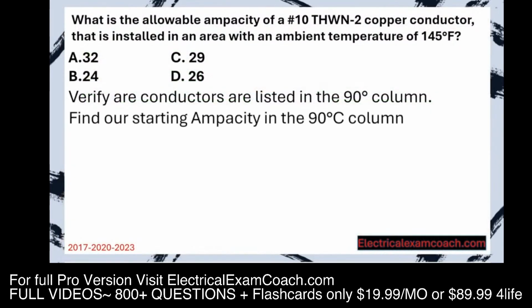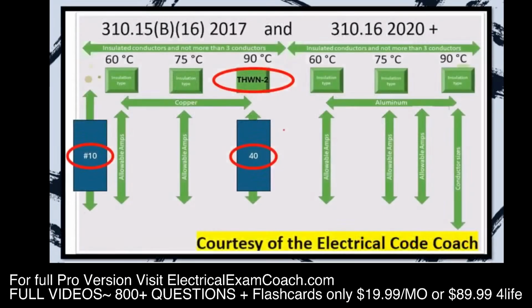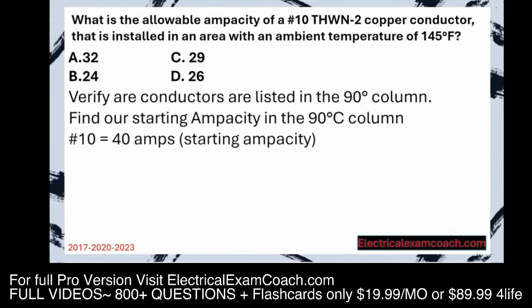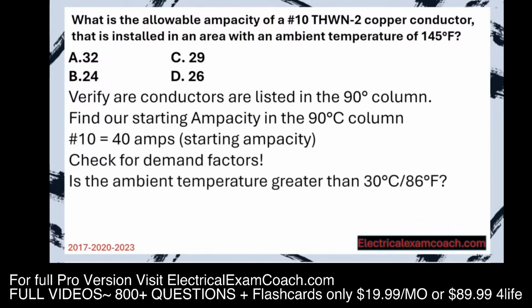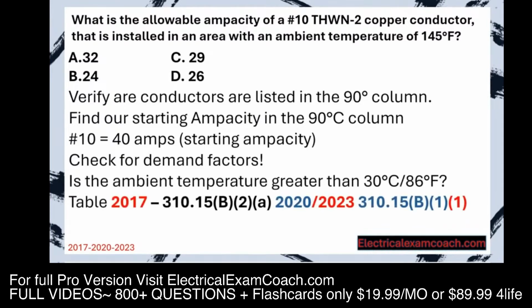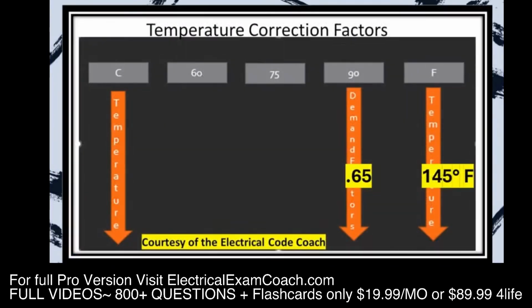Now let's find our starting ampacity in the 90-degree C column. We head back to the table, we come down and find our number 10 on the left, and we cross over to 40 amps. Now we check for demand factors. Is the ambient temperature greater than 86 degrees Fahrenheit? It sure is. We're going to head to our table and find our correction factor.